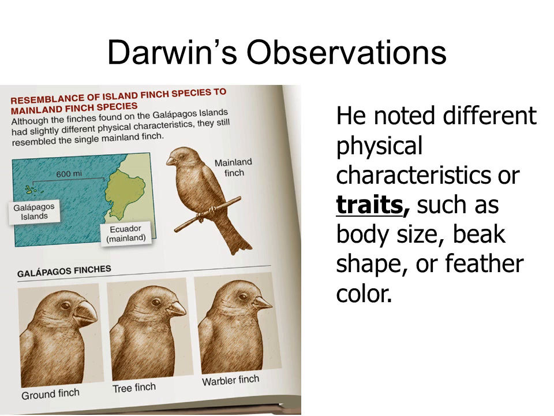So what are some of those observations you notice that's different between those Galapagos finches down there? One observation people tend to give me is that their beaks look different. And that would be a really good one. Compared to the mainland finch, they look very similar though. So he noted different physical characteristics or traits, or we could say phenotypes, such as body size, beak shape, or feather color.